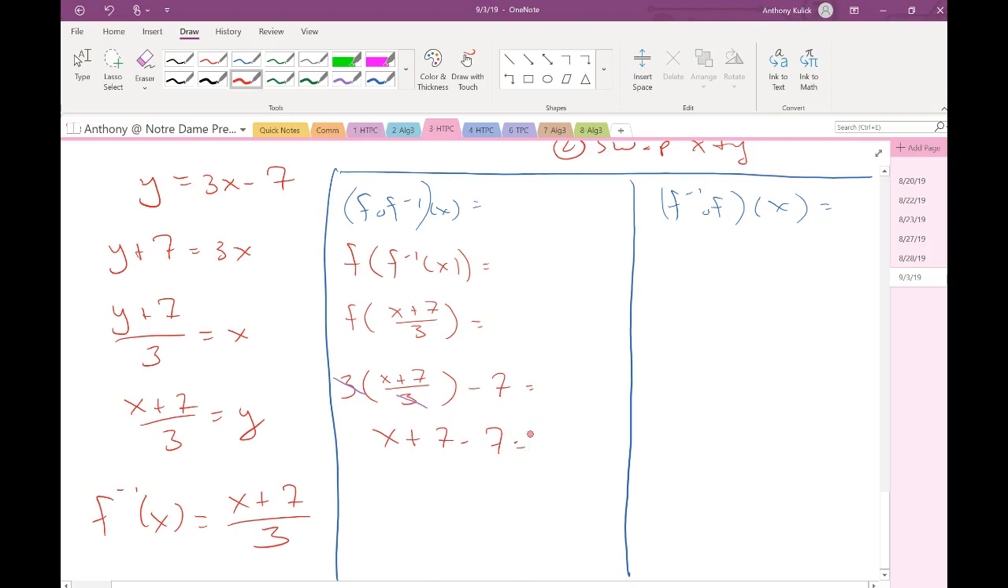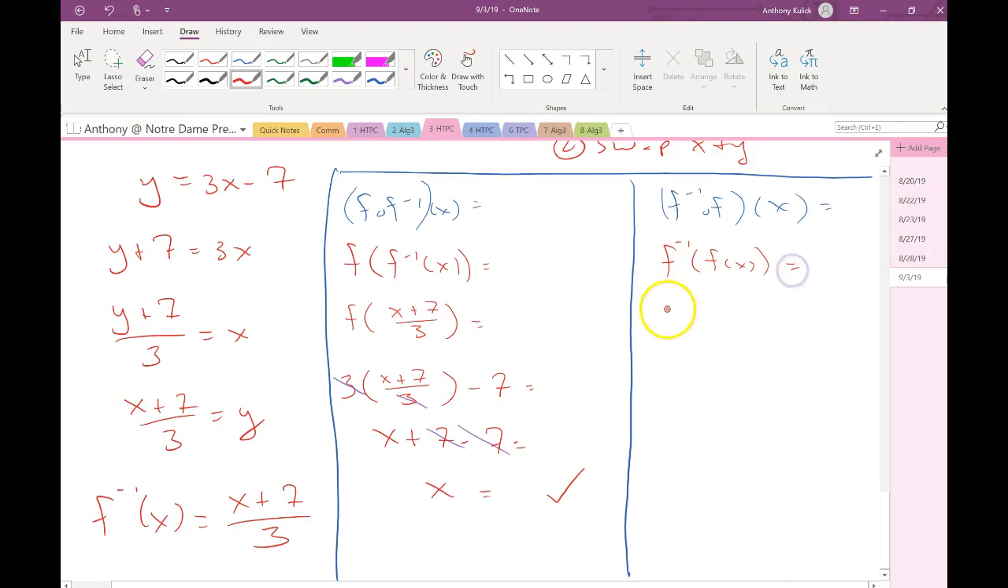You're welcome. And the plus 7 and the minus 7 cancel each other out. And I'm left with just x. Everybody agree with that? Let's see the other direction, because we're only halfway through.